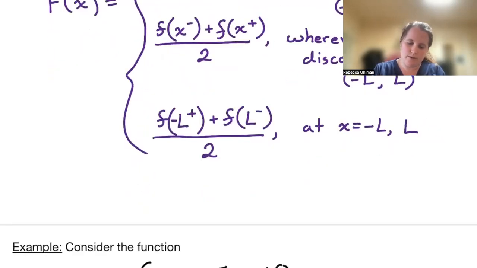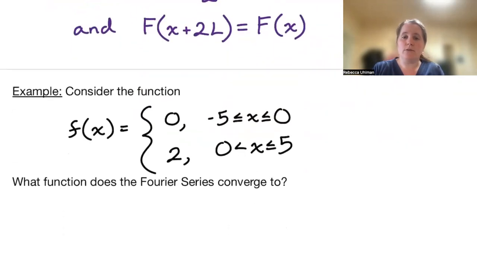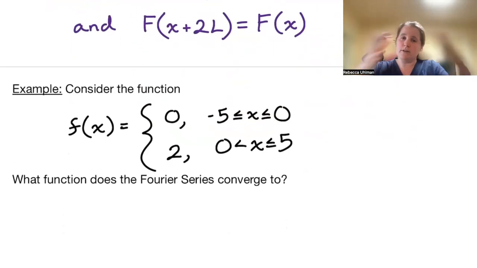So furthermore, we get that f of x plus 2L is equal to f of x. Because our sine and cosine of n pi over L x are all 2L periodic, the sum will be 2L periodic, and so our series will just be 2L periodic. So even though our original function f was just on negative L to L, our Fourier series will just go forever.